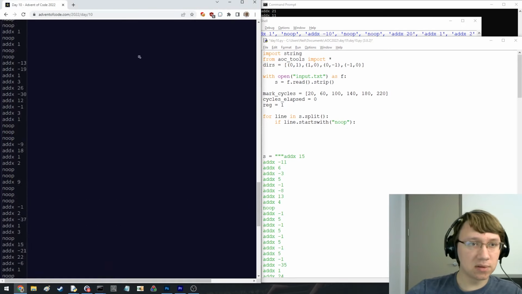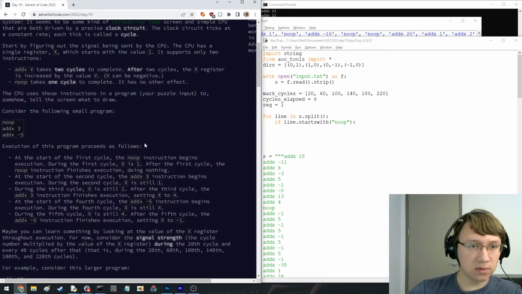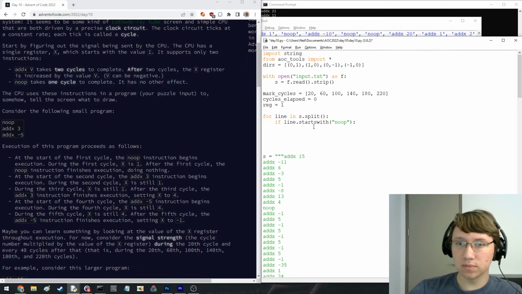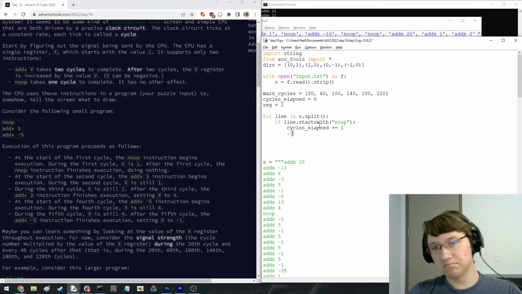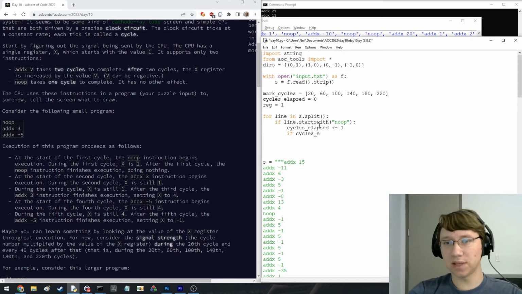What happens in a no-op? It just does nothing, right? But it takes one cycle to complete. Okay, so cycles elapsed increases by 1. If cycles elapsed, then mark cycles.